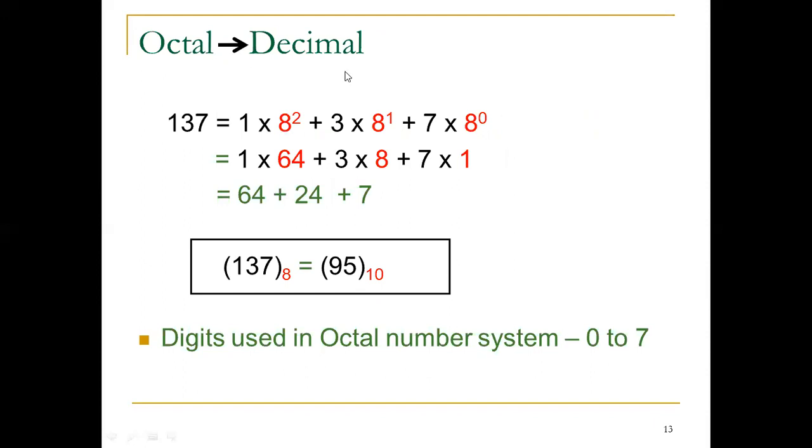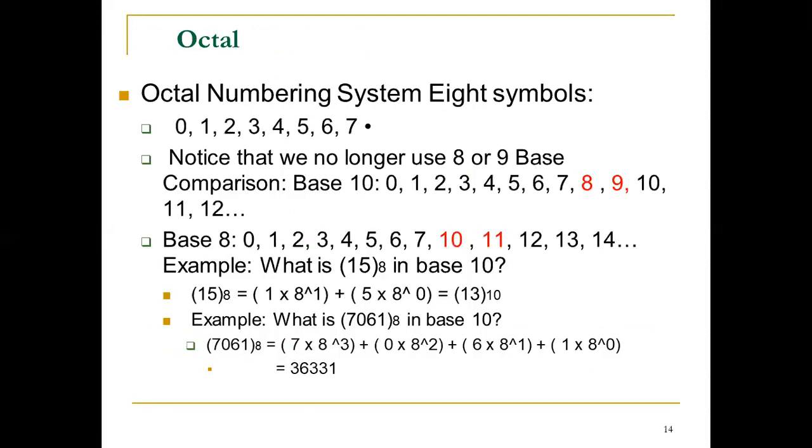Then there is octal to decimal conversion. In this octal number 137, its base is 8. So 1 into 8 raised to 2 plus 3 into 8 raised to 1 plus 7 into 8 raised to 0. If you solve this, then 95 is the equivalent decimal number of this octal number. And in the octal system there are a total of 8 symbols, that is 0 to 7.